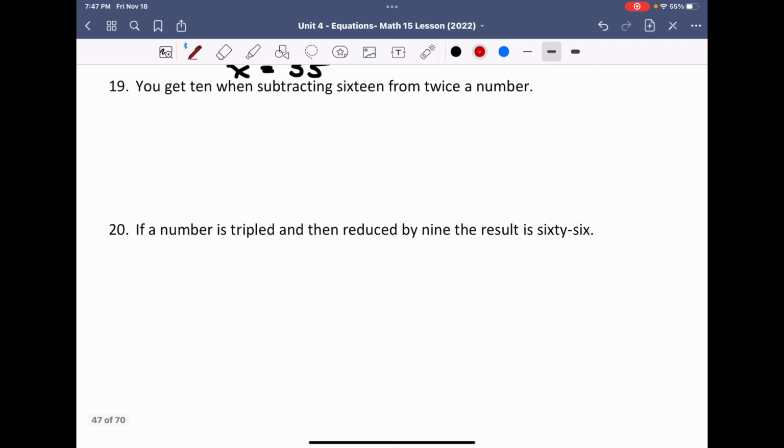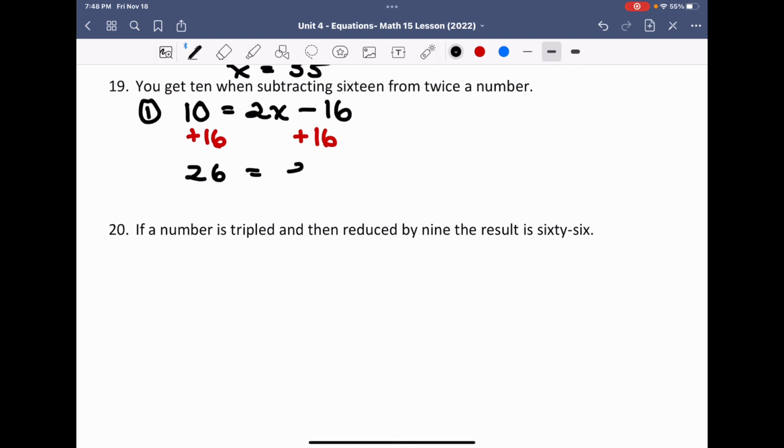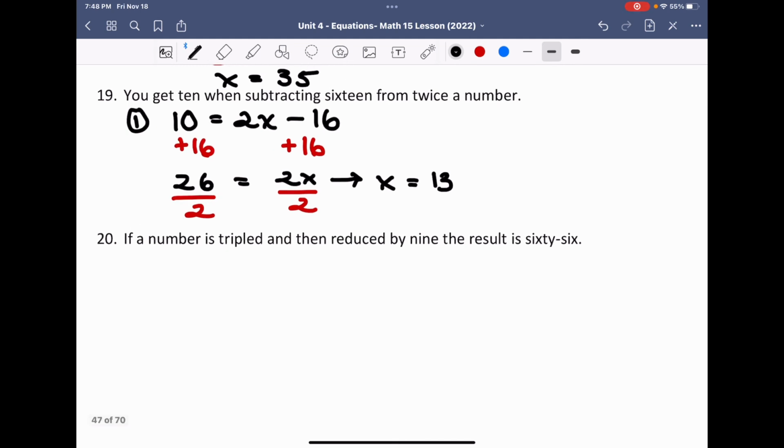19, you get 10 when subtracting 16 from twice a number. They tell us the end result. They say you get 10 if you take 2 times a number and subtract 16. Well, in this case, what I'm going to do is add that 16 being subtracted to both sides. We get 26 is equal to 2x. I have a 2 being multiplied to the x, which I'll divide away, and I'll get an x value equal to 13. If we go back to our equation, we should be able to easily confirm this.